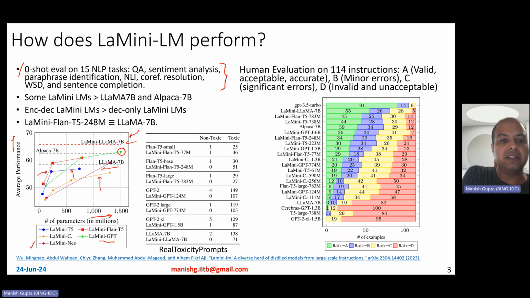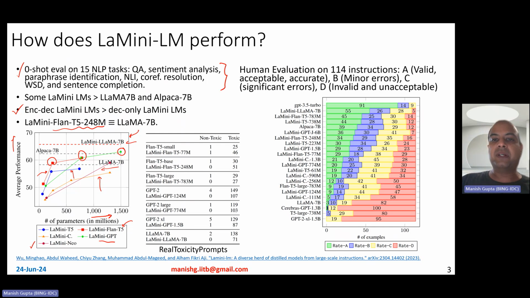Similarly, if you look at these 2 red guys, they are Lamini Flan T5 models, and they're better than Llama 7 billion parameter models. Okay. So effectively, the Lamini Flan T5 248 million parameter model is actually better than, or equivalent at least, compared to the Llama 7 billion parameter model. Broadly, what is observed is that the encoder-decoder Lamini-LM models are better than decoder-only Lamini-LM models.